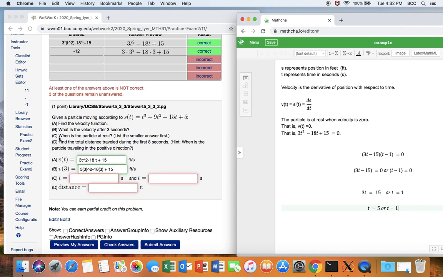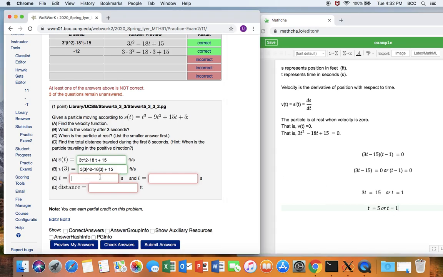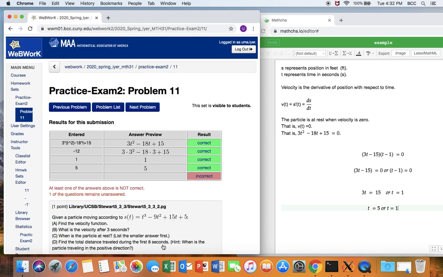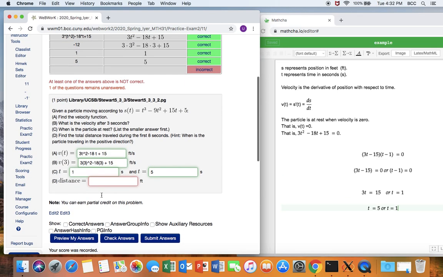So for C part they are asking when is the particle at rest? List the smaller answer first. So I'll place 1 second here and the bigger one next, 5 seconds here. Submit. What do we get? Correct. Now, the next question is find the total distance traveled during the first 8 seconds.